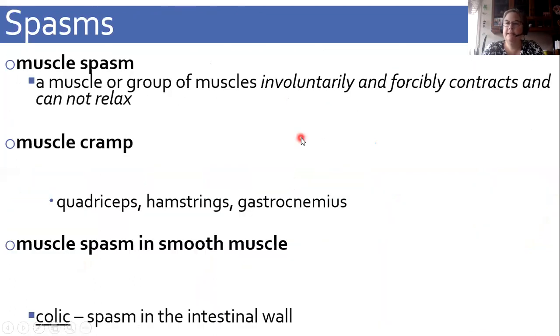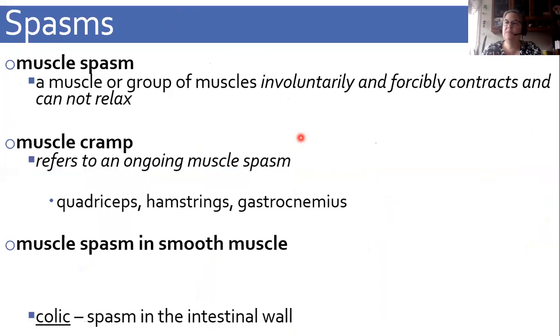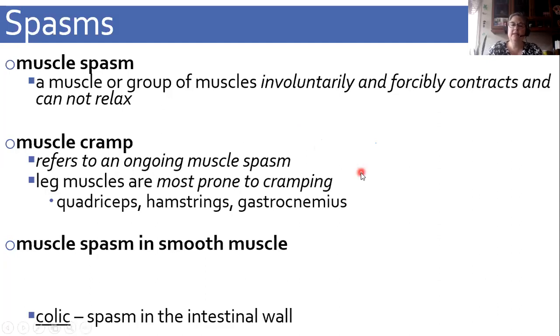All right, spasms. So we've all had some kind of muscle spasm. A spasm is where one muscle or group of muscles starts to contract, usually forcibly, not because we want it to, but just because it does, and it doesn't relax. A muscle cramp happens when that just keeps on. It doesn't stop. It goes on and on and on and can be quite painful. Our leg muscles are most prone to cramping, like our quadriceps, our hamstrings, and our gastrocnemius, our calf muscle.